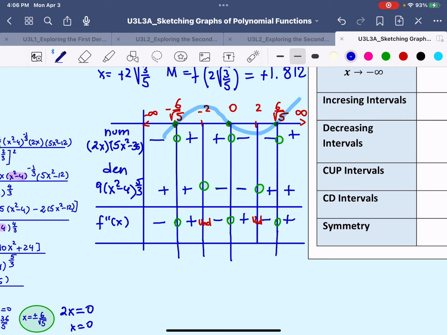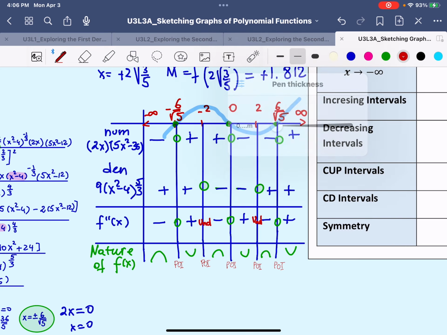So now let's discuss the shape of the graph or the nature of the function. So the nature of the function here, second derivative is negative, concave down, concave up, concave down, concave up, concave down, concave up. So it seems that we have quite a few points of inflection, which is where the concavity is changing signs. So point of inflection, and then another point of inflection. Let me make this a little bit bigger.